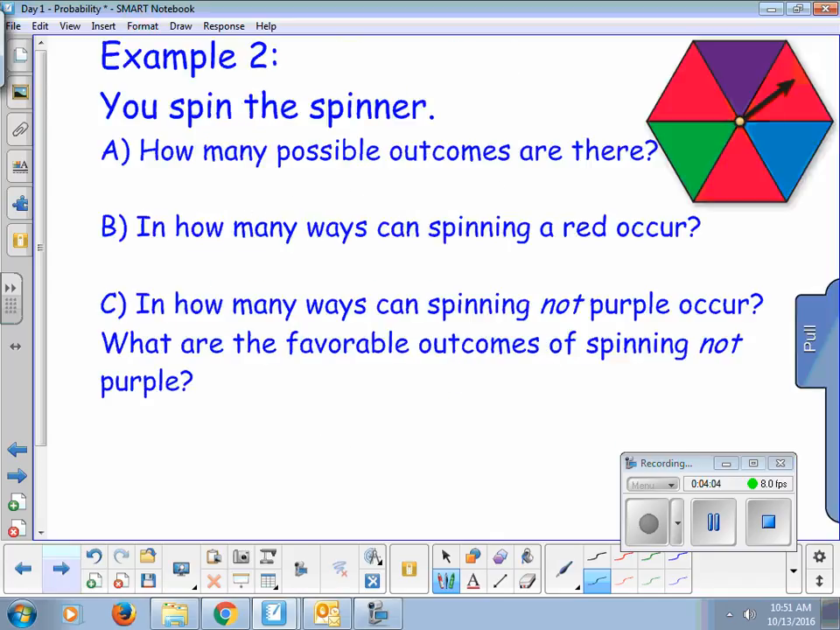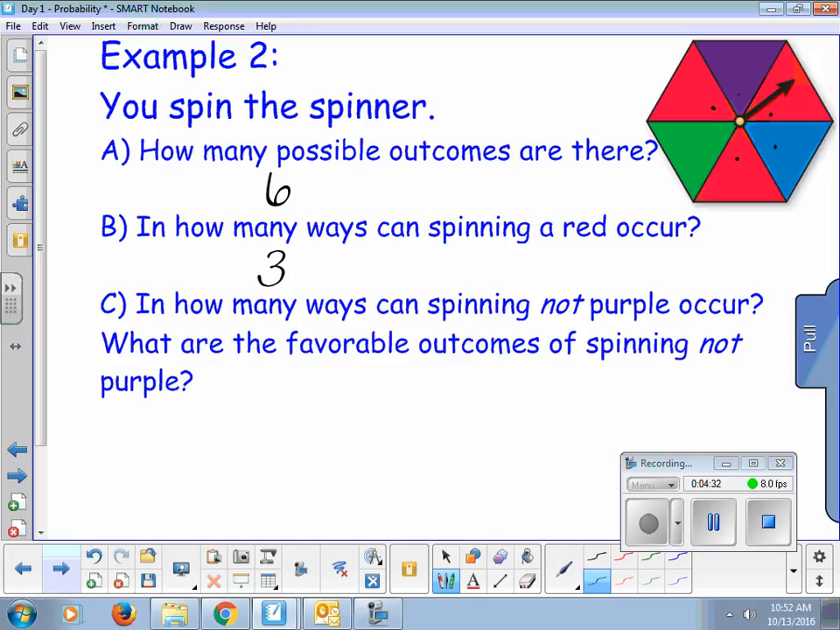Okay, if we move on to the next one, you need to see this spinner up here to answer these questions. So you spin the spinner. How many possible outcomes are there? 6. There are 6 sections on your spinner, so there are 6 possible outcomes. In how many ways can spinning a red occur? 3, because we have 3 sections that are red.